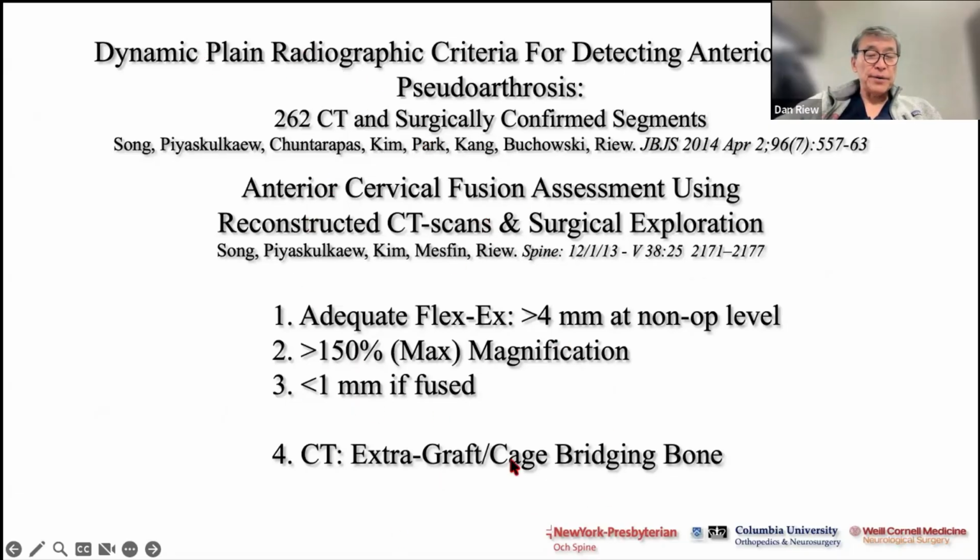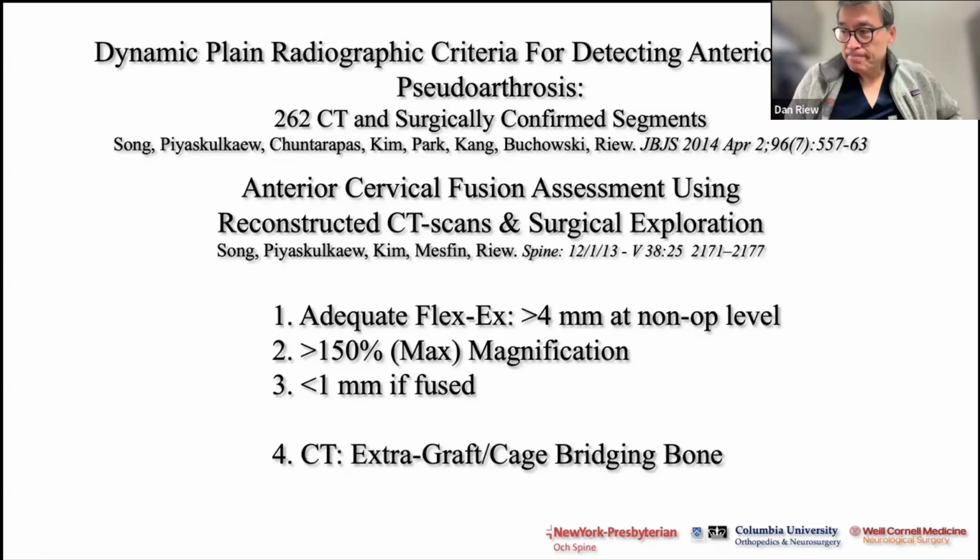So to reiterate, on the plain radiographs, you've got to have greater than 4 millimeters at a non-operated level, greater than 150 or maximal magnification to make sure that you capture all the flexion extension changes that you see and you can pick out exactly the same point on both the flexion and the extension spinous process. And if it's less than 1 millimeter, it's most likely to be fused. And then for the CT, you must look at not what's going on inside the cage or inside the graft, but outside of the graft, outside of the cage, you must see bridging bone. And if you use those criteria, you will be able to diagnose a pseudarthrosis.